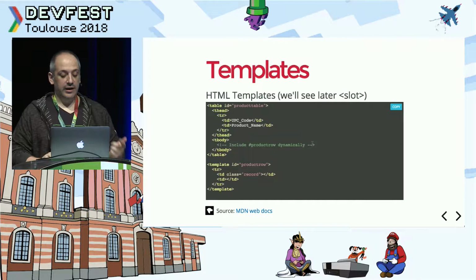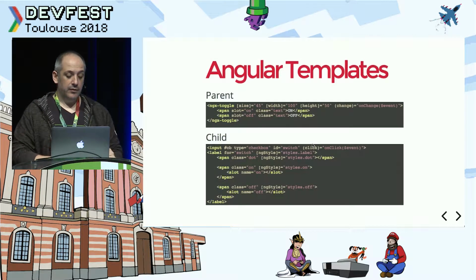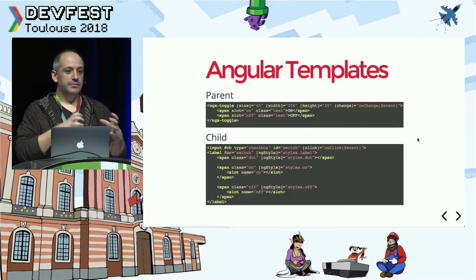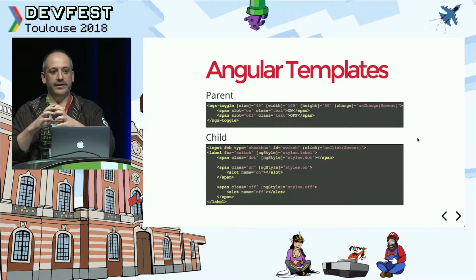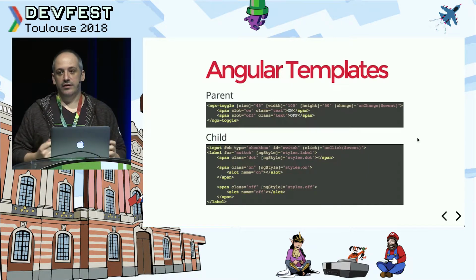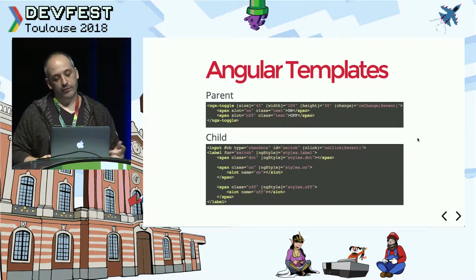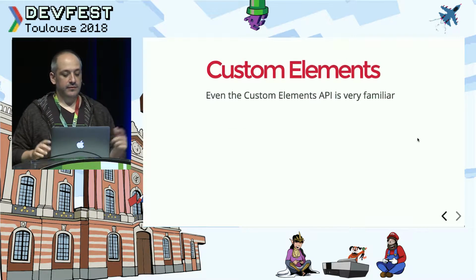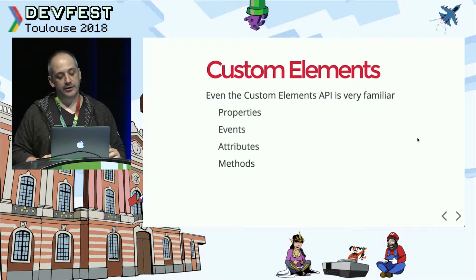And in Angular, we can do that with transclusion, which is now called content projection. Or we can see that also, for example, with ngFor. ngFor grabs a piece of template and iterates over it in a loop, that kind of thing. So that's pretty similar, too. And even the custom elements API is very similar.